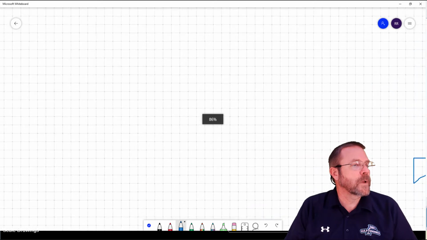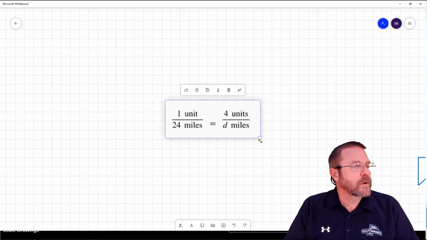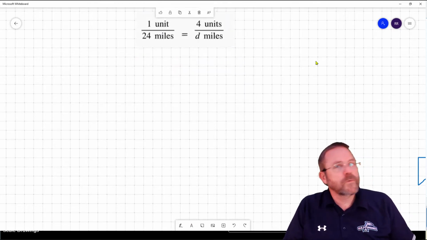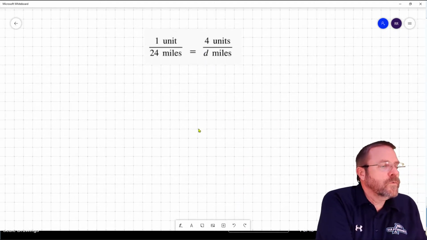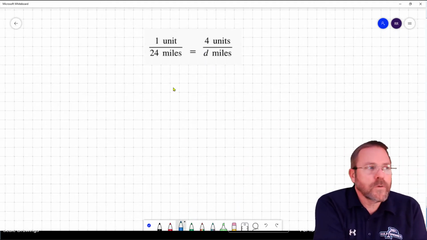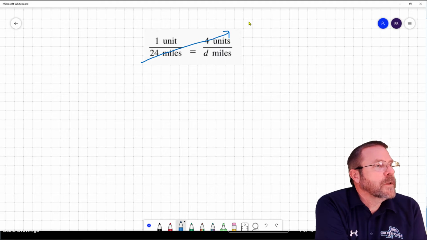So I'm going to zoom back out to a good number. That should work. So here is going to be the problem that they set up. 1 unit is the 24 miles, as 4 units is the D miles. And working this, we're going to do what's called finding the cross products, also known as cross multiplying, where you take 4 times 24, and that's going to end up being 96, I believe.